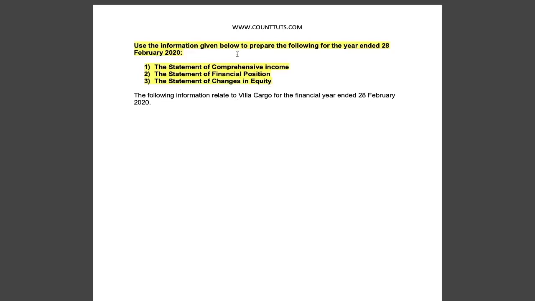So here we are told that we should use the information given below to prepare the following for the year ended 28 February 2020. And we are told that the following information relate to Villa Cargo, which is the name of the company, for the financial year ended 28 February 2020. So how do we go about preparing this one here? So let's take a look at the information.